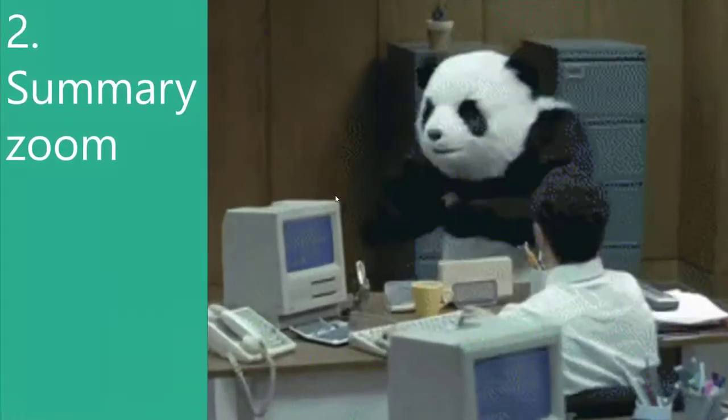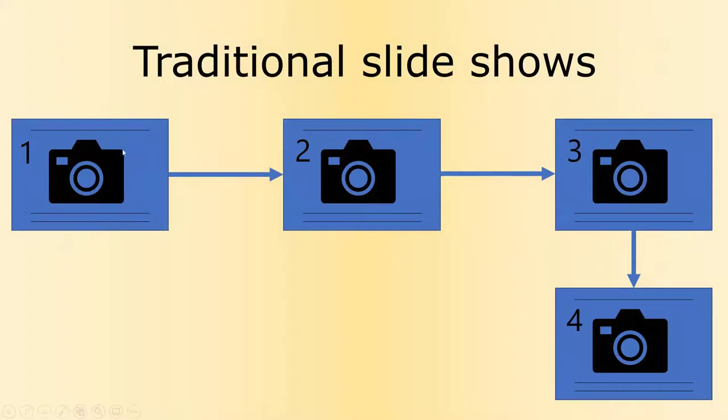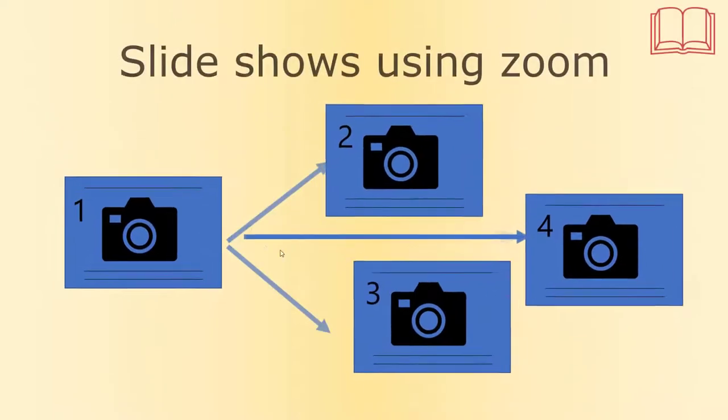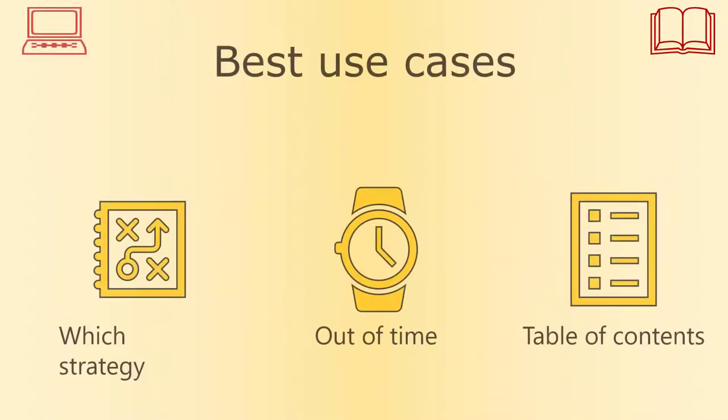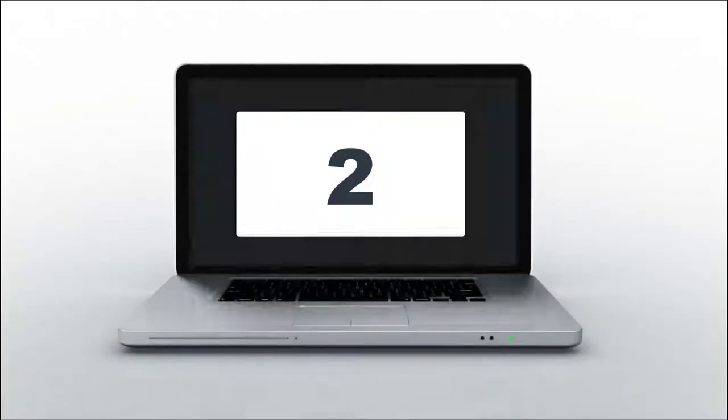And what Summary Zoom does is it allows you to go from a traditional slideshow, which is slide one, then two, then three, then four, to something that is non-linear. You can go from one to two, or to three, or to four. Do you see that was using the Morph feature that I absolutely love? Really good for assessing the strategy if you're running out of time, or a table of contents as well, like I've shown you here.